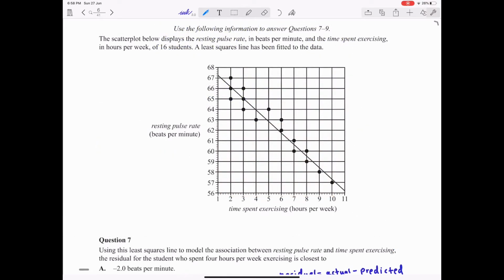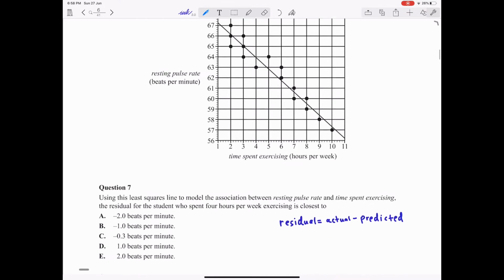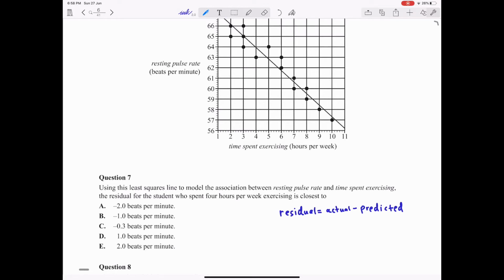Question 7. The scatter plot below displays the resting pulse rate in beats per minute and the time spent exercising in hours per week of 16 students. A least squares line has been fitted to the data. Using the least squares line to model the association between resting pulse rate and time spent exercising, the residual for the student who spent 4 hours per week exercising is closest to.